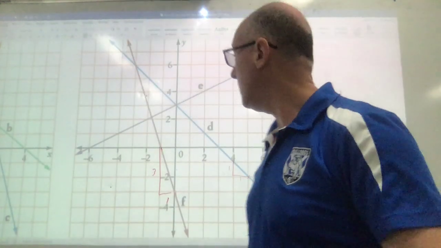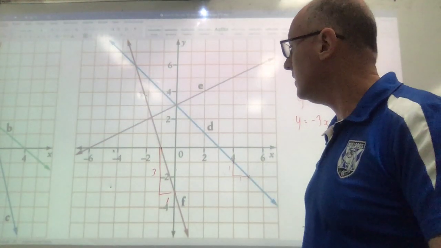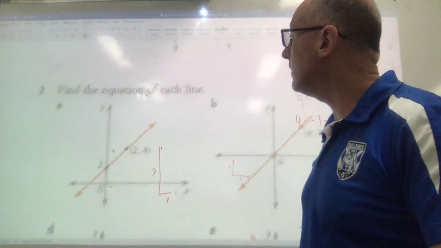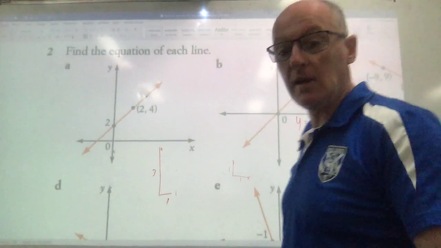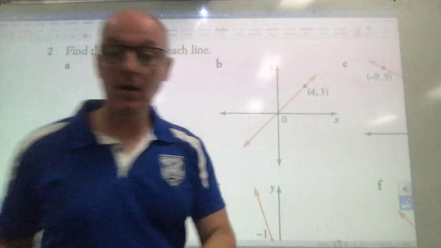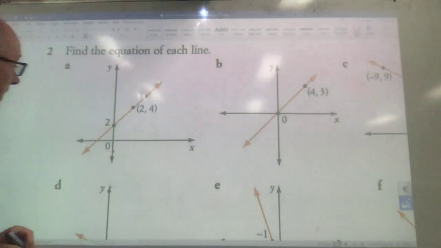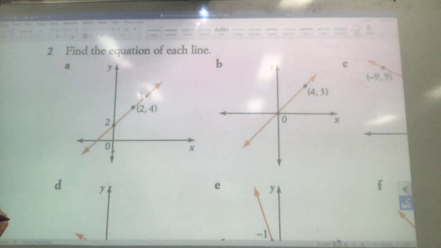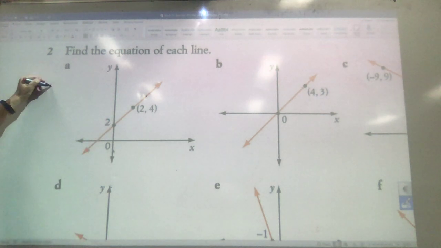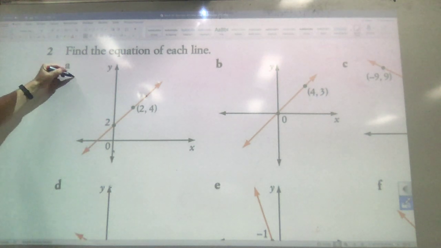Okay, so let's now just come across here and I'll scroll up. And very quickly, we're going to find the equation of these lines here. So, let's have a go, rub all this out. Remember, all straight lines have a gradient and a y-intercept. So let's do this one here. Y equals mx plus b.